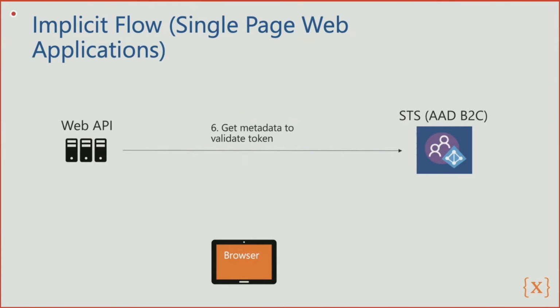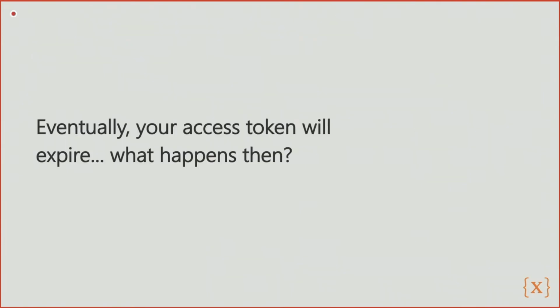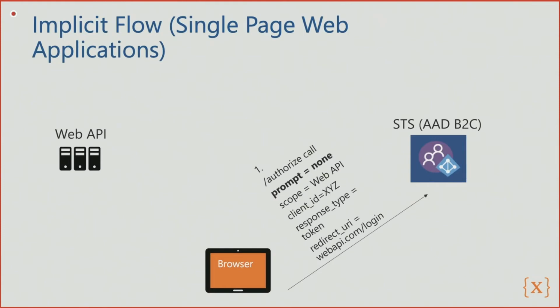And that's about it. So eventually your access token will expire. What happens then? We'll make another request out. But what's different here, and this is variable with different IDPs, but this is how it is in B2C, we provide that same request behind the scenes. So this is typically an asynchronous call that will happen in an iframe. The user actually doesn't know.